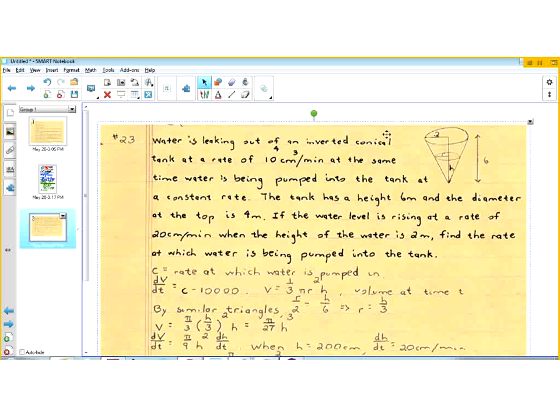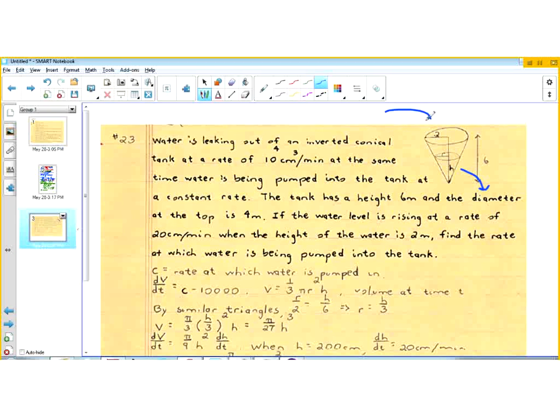In number 23, we have water leaking out of an inverted conical tank. First things first, I drew a sketch of an inverted conical tank. So you have to draw a picture of a cone. It's a right circular cone, and water is gushing out at 10,000 cubic centimeters per minute. So you have an outflow.